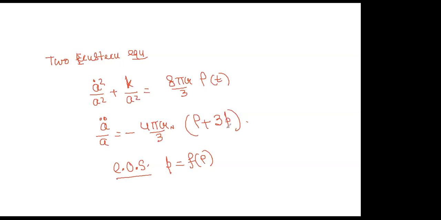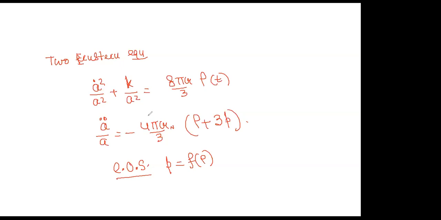For all those things, this rho and p are always positive. So both rho is positive and p is positive. If these two things are positive, then this A double dot is always a negative term. That means the expansion of the universe that we are having is always a decelerated expansion. So the velocity is actually getting smaller and smaller.